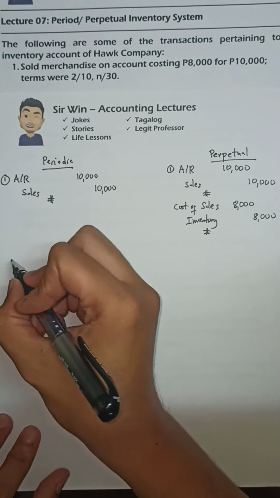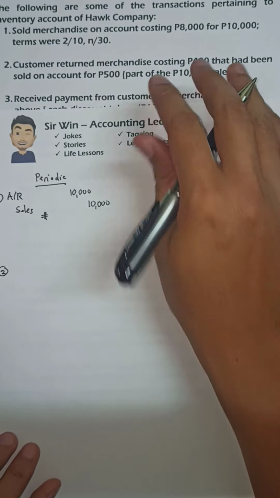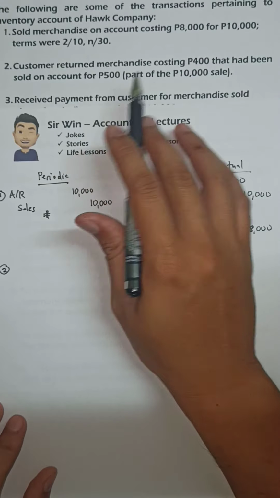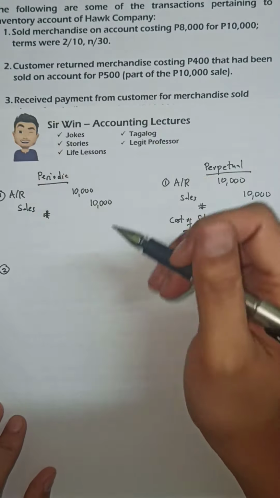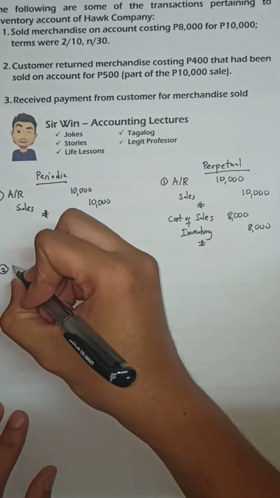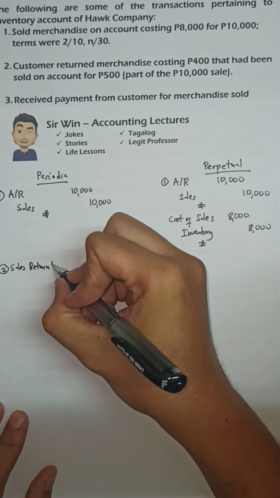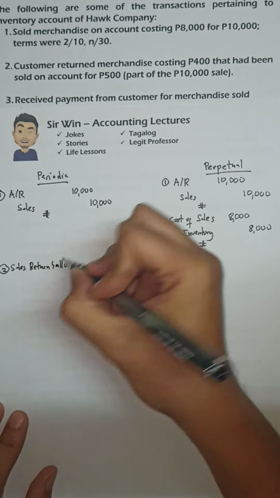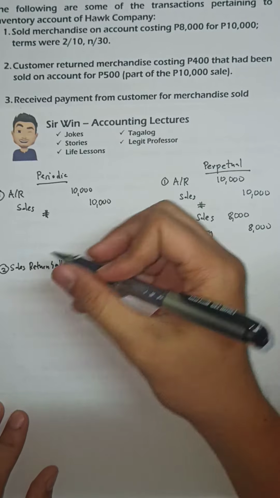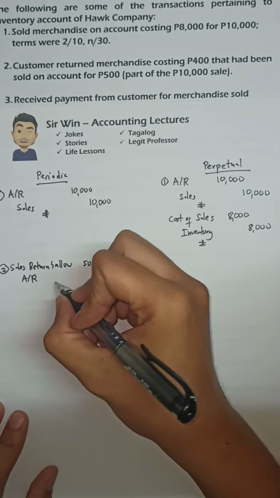Now, let's move on with the second one. Okay? Ang sabi dito, customer returned merchandise costing 400 that had been sold on account for 500. It is part of the 10,000 sales. Okay? So, nagkaroon ng return. That's easy. Di ba? Yun lang po yung transaction natin. So, what will be our entry? We are going to debit sales return under periodic. Okay? Sales return, isama na din natin, and allowances amounting to 500. Okay? And we are going to credit accounts receivable kasi related nga daw siya dun. So, credit AR for 500.